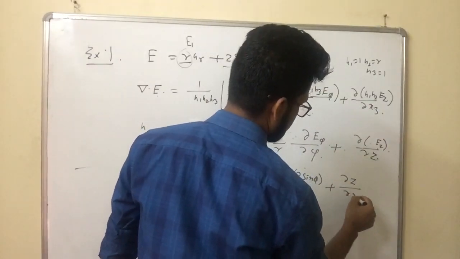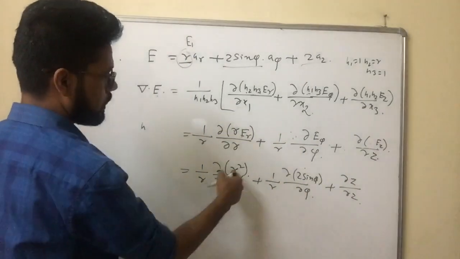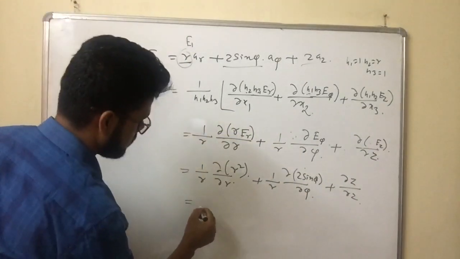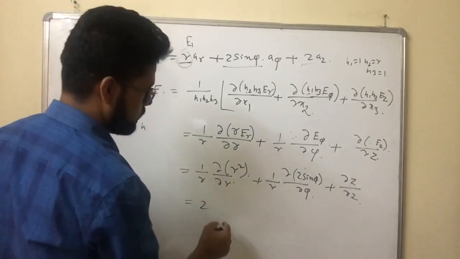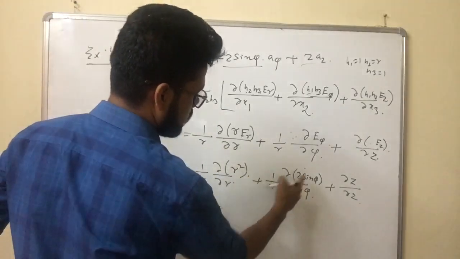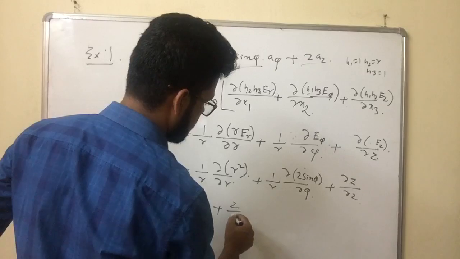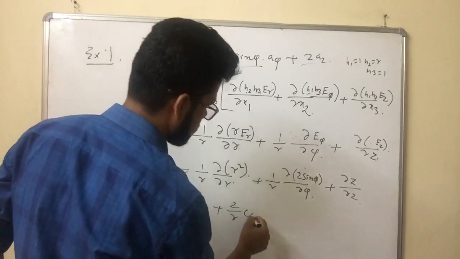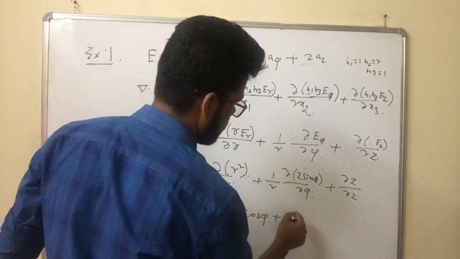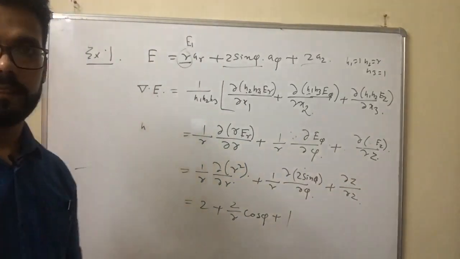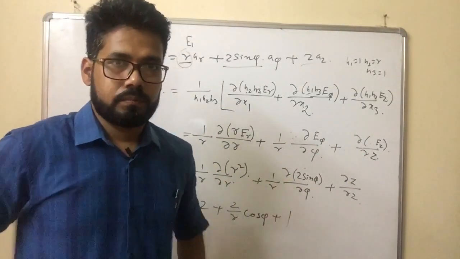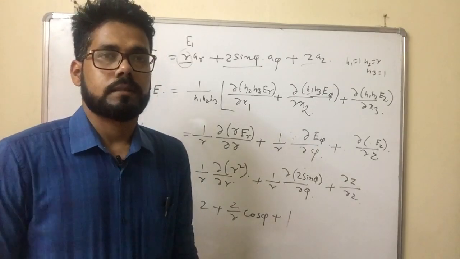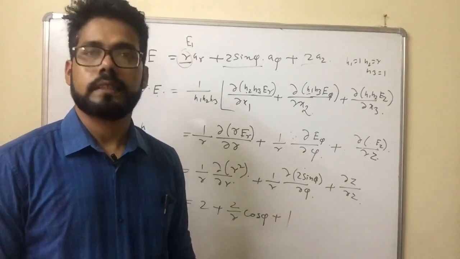Next term will be Z only, d by dz. Okay, it will be how much? 2R, the R will cancel. 2 will come out. It will be 2 by R, Z cos phi, and it will be 1. This is the answer. This is how you have to apply. It is very easy. You only need to understand the physical meaning of divergence, curl and gradient.